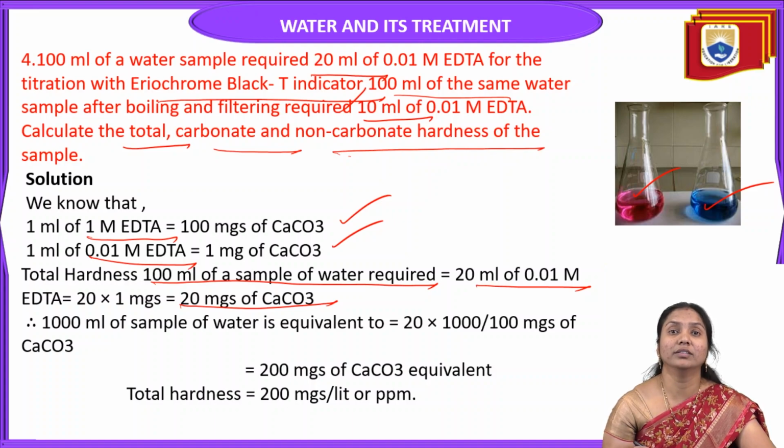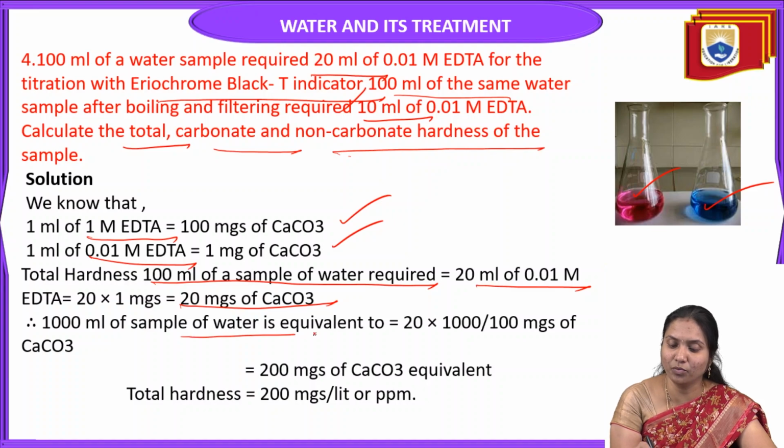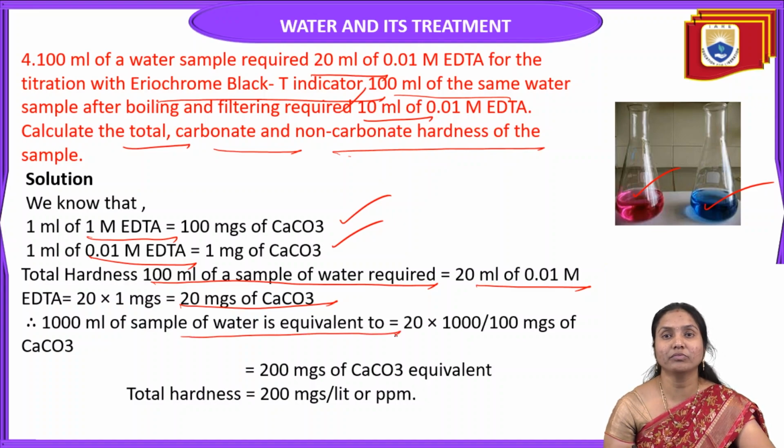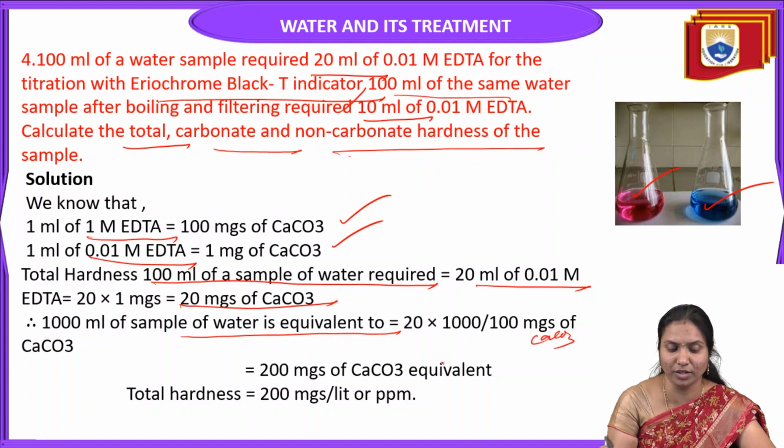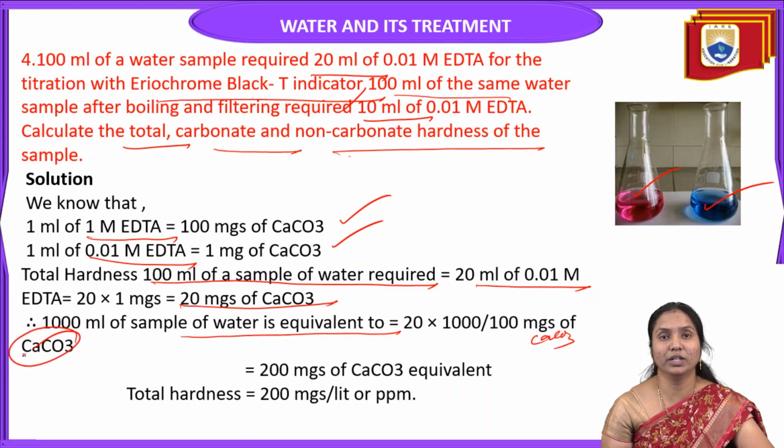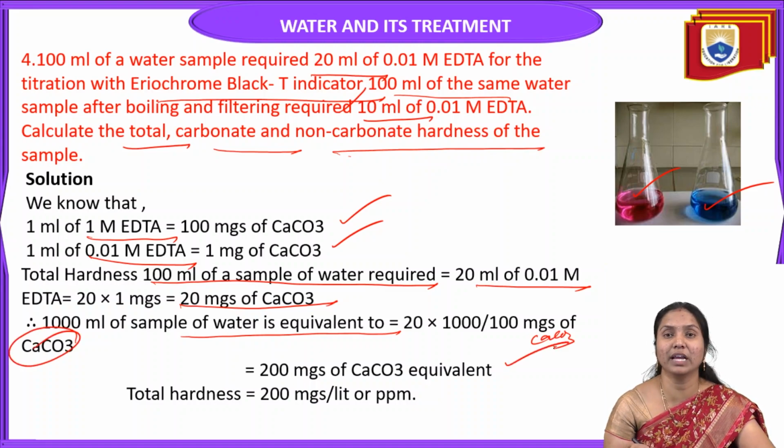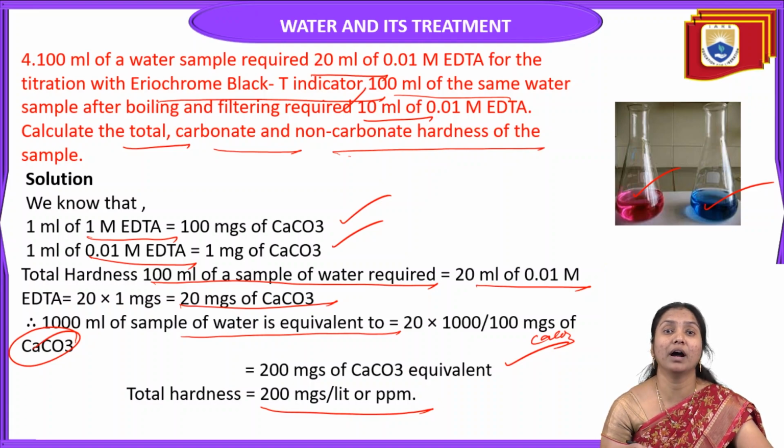Therefore 1000 ml of sample of water is equivalent to 20 into 1000 by 100 milligrams of calcium carbonate. So it's equal to 200 milligrams of calcium carbonate equivalent. So your total hardness is equal to 200 milligrams per liter or 200 ppm. So the total hardness of the given sample water is 200 ppm or 200 milligrams per liter.